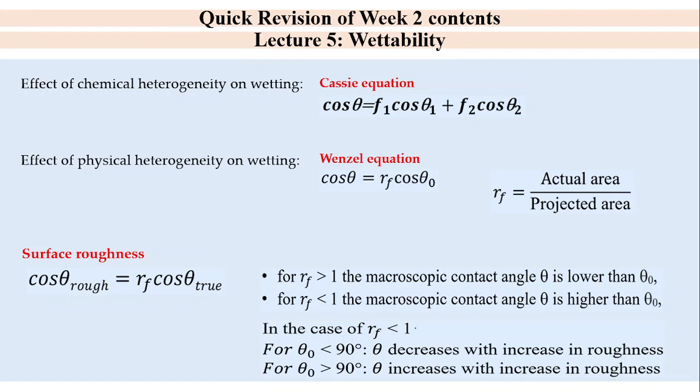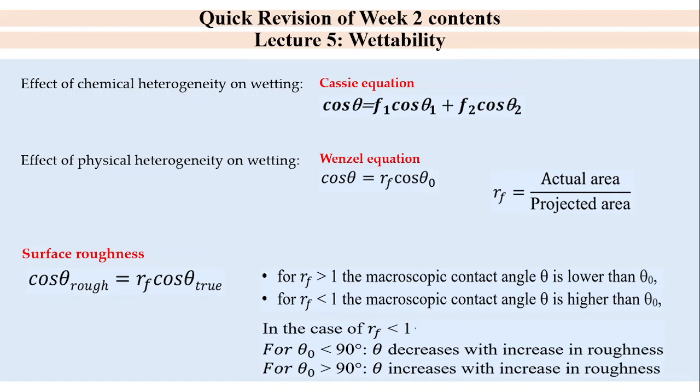Rf is the roughness factor, which can be calculated as the actual area divided by the projected area. So for surface roughness, the Wenzel equation is cos theta rough is equal to roughness factor times cos theta, which is the true contact angle. Now for Rf greater than 1, the macroscopic contact angle theta is lower than theta naught. And when Rf is less than 1, the macroscopic contact angle theta is higher than theta naught.